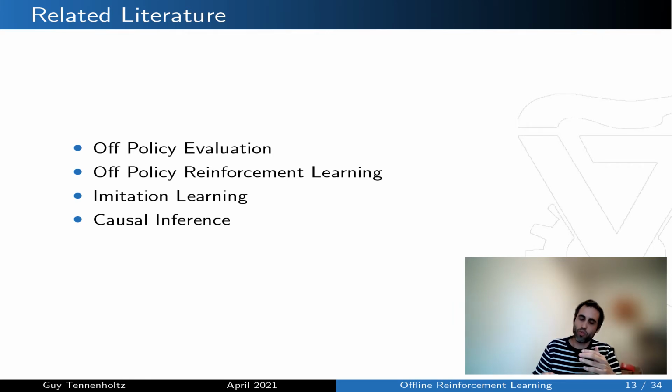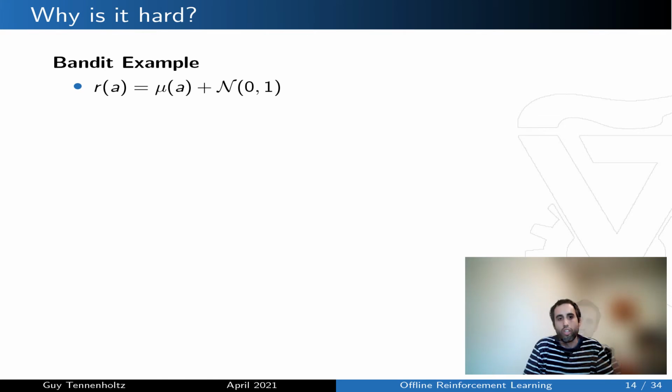So now that we're ready to get into the details of offline reinforcement learning, let's try to understand why it is even hard. Let's start by looking at a very simple problem, a bandit problem, with one state. So we have a singleton state space, and we don't really care about the state. What we care about is choosing an optimal action, given some kind of reward signal. Our reward is given by a function mu for every action plus normal noise. So that is our reward.